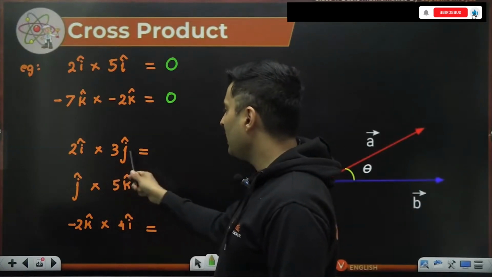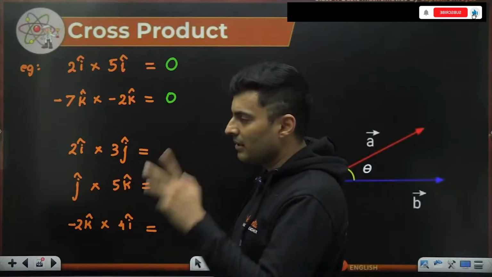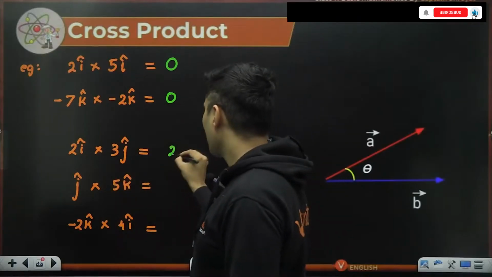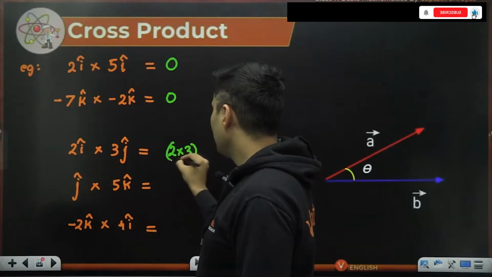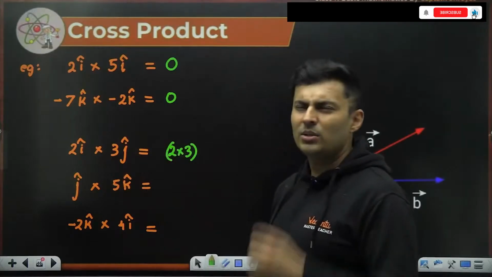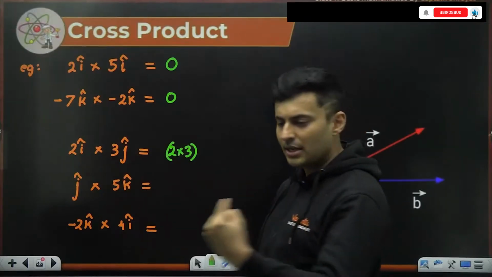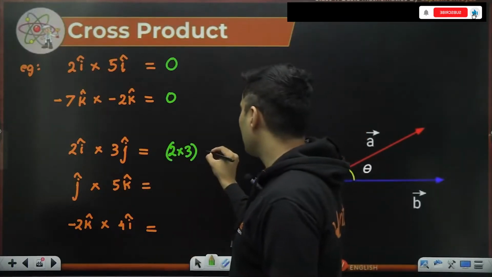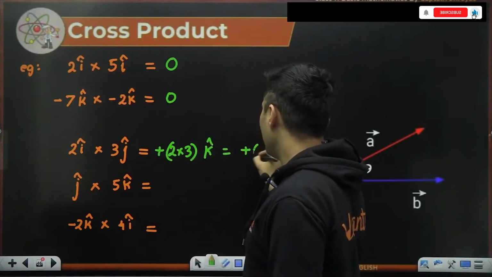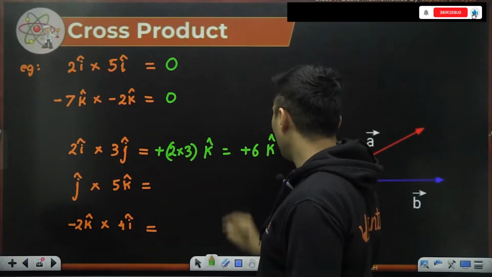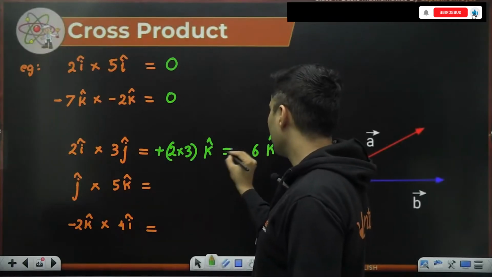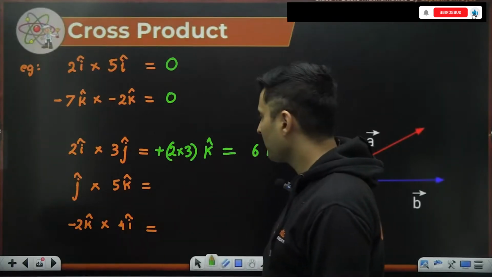Let's do this. i into j. First of all, let's think simple numbers, 2 into 3. 2 into 3, that is one thing. And i into j means i, j, k, positive k. So it will be nothing but positive k cap. So hence it will be plus 6 k cap, or I can just put 6 k cap. It is one and the same thing. 6 k cap should be the answer.